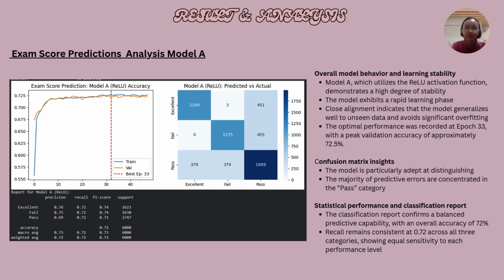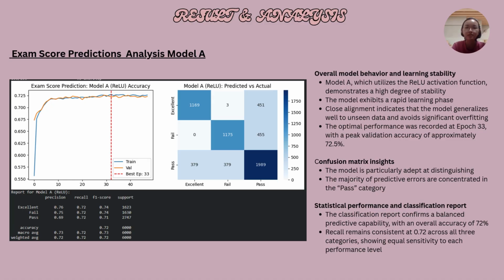Now I will discuss the performance of Model A, which uses the ReLU activation function. Overall, Model A demonstrates stable and reliable performance in classifying exam scores. From the accuracy graphs, we can see that the model learns quickly, with training and validation accuracy converging within the first 10 epochs. This close alignment indicates good generalization and minimal overfitting.